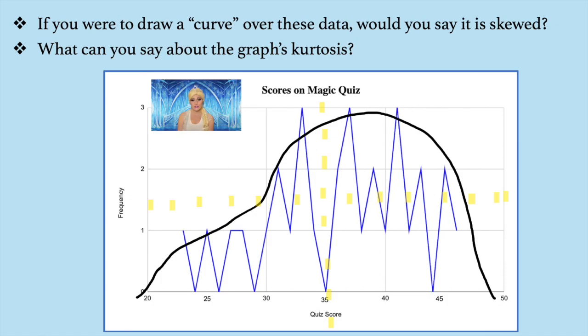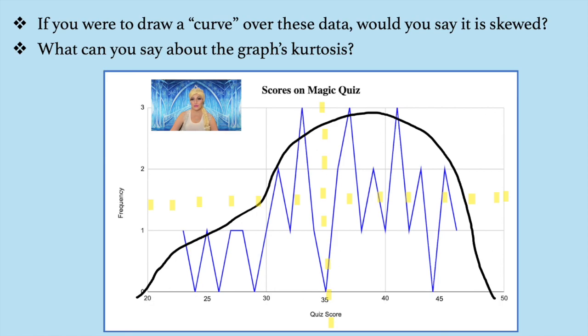Now let's talk about kurtosis. If you take a look at the second line that I've drawn directly through the center, but now it's going horizontally, this is going to help me look at the scores above the line and below the line. Remember, kurtosis refers to how flat or peaked a graph is. Here we can see that we have almost the same amount of scores above my dotted line as we do below the dotted line.